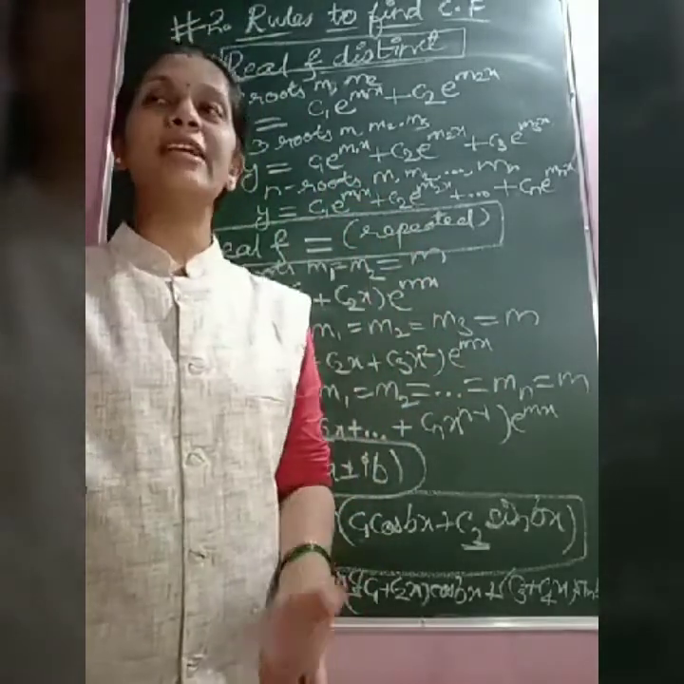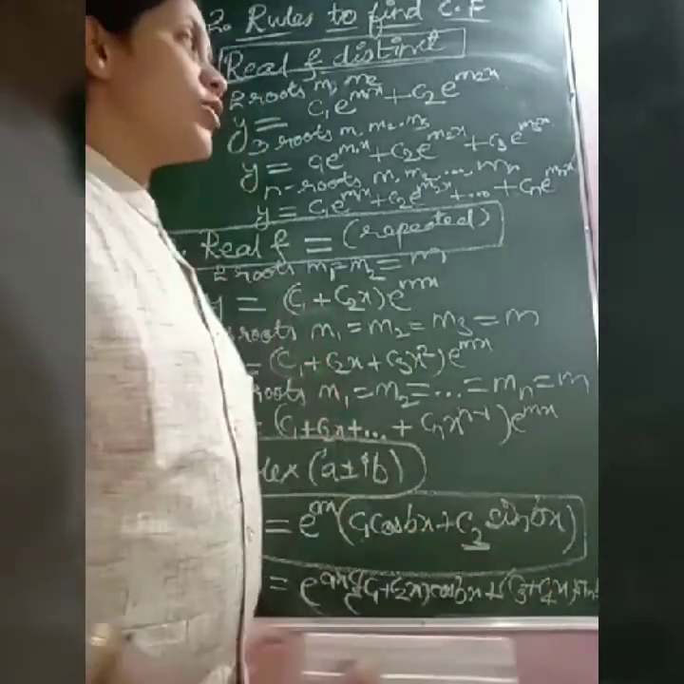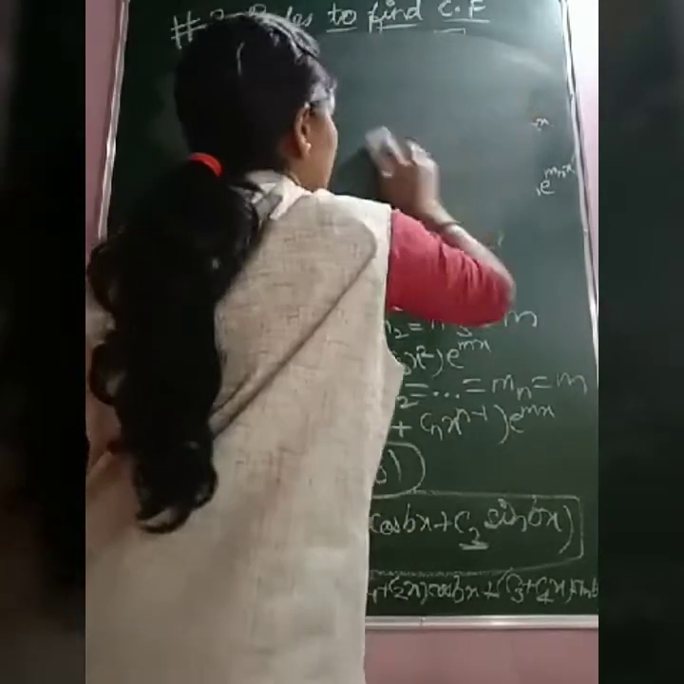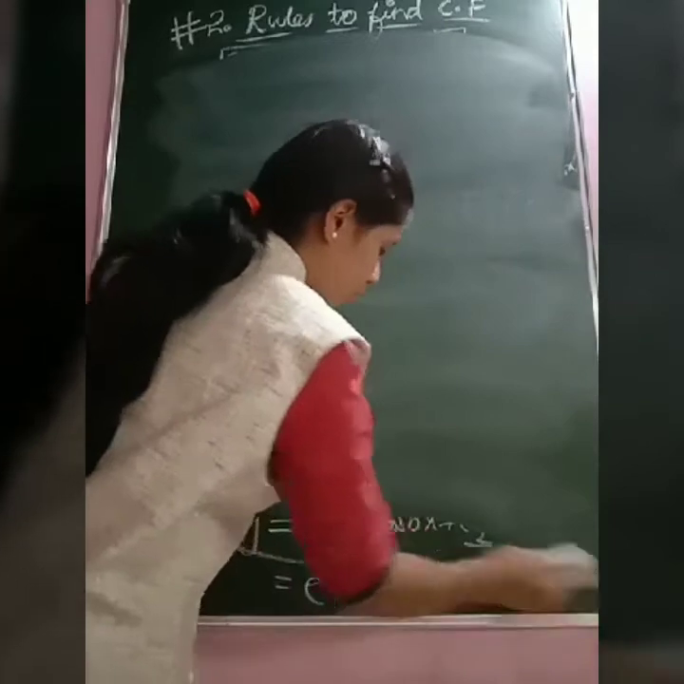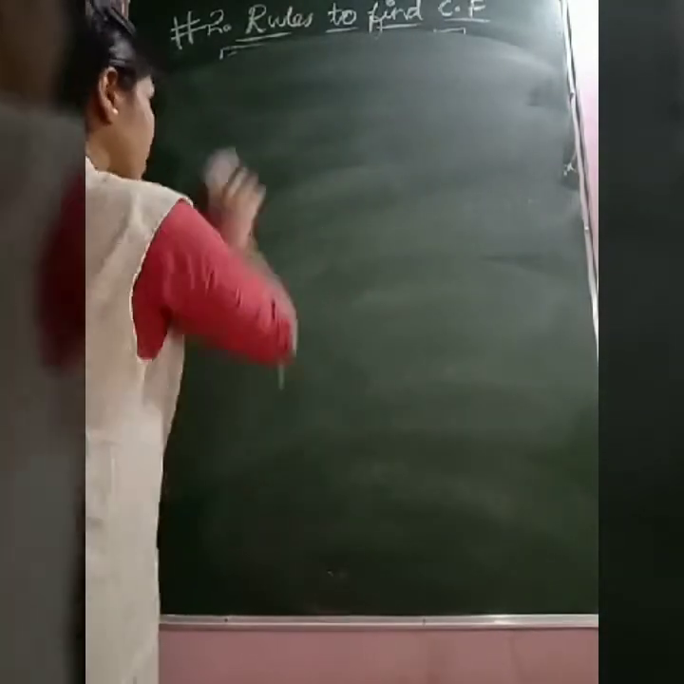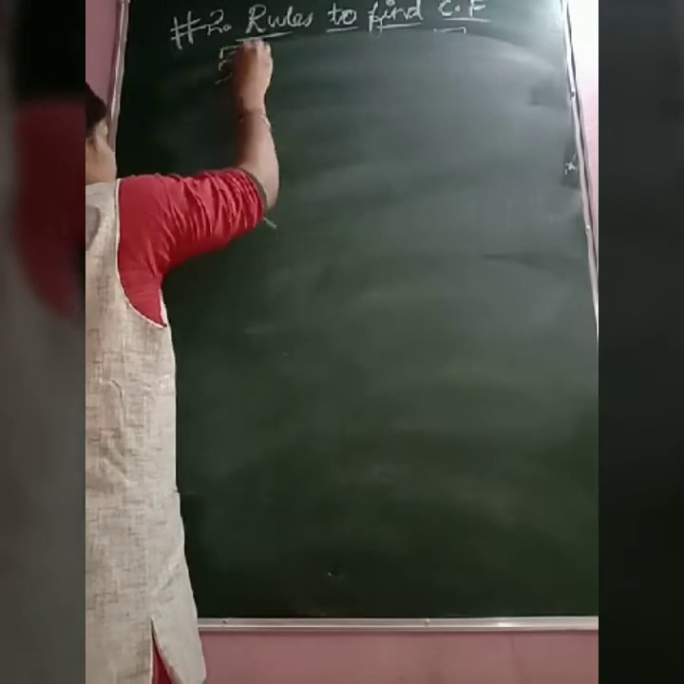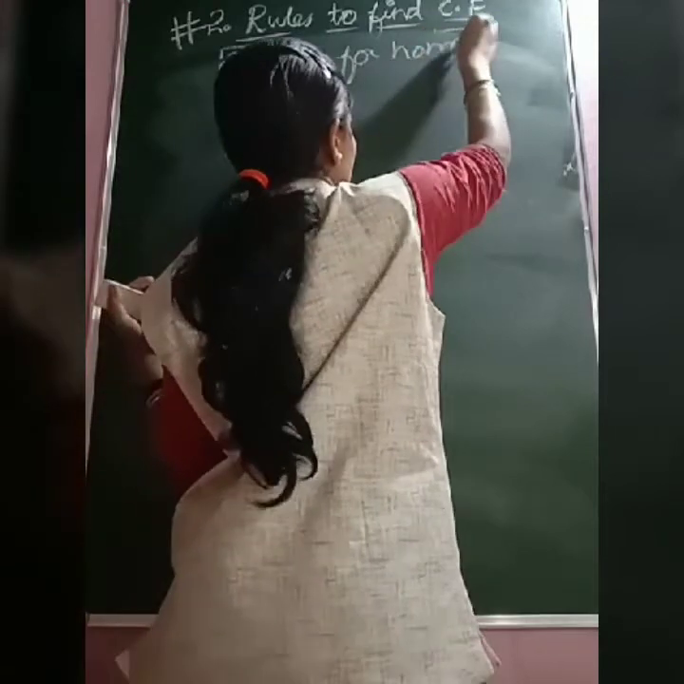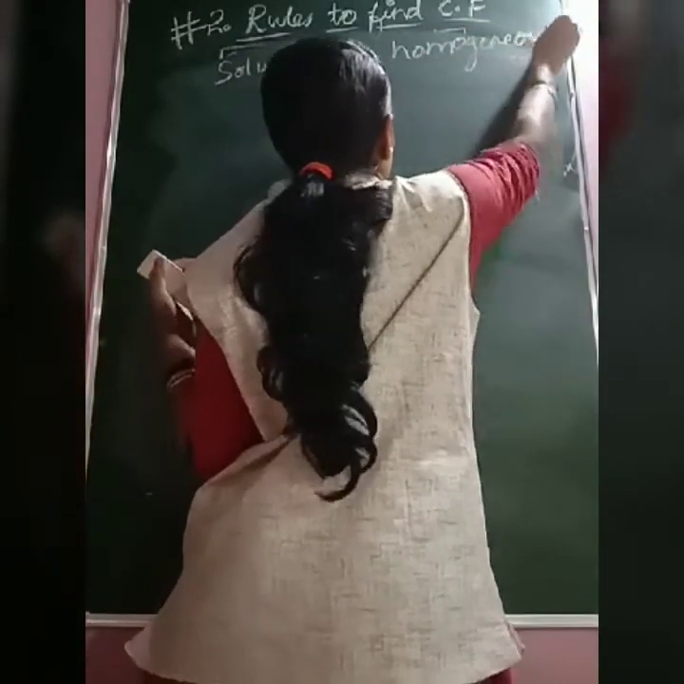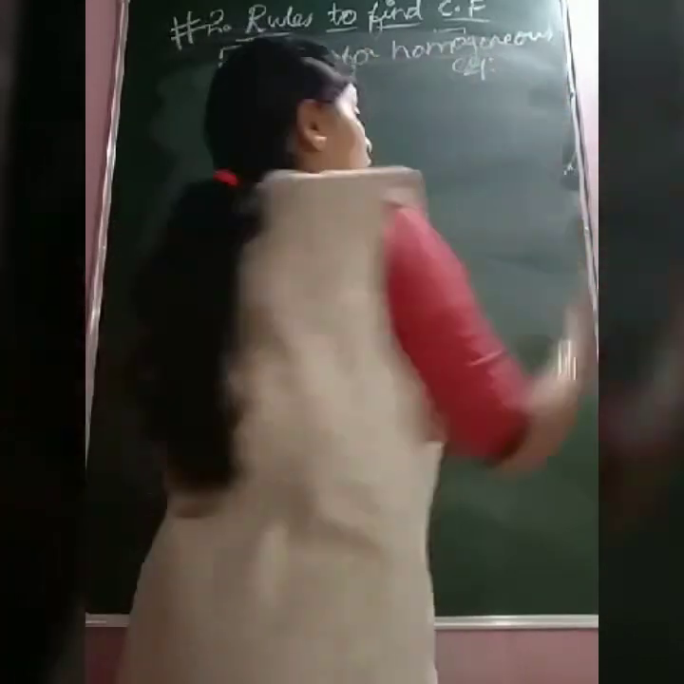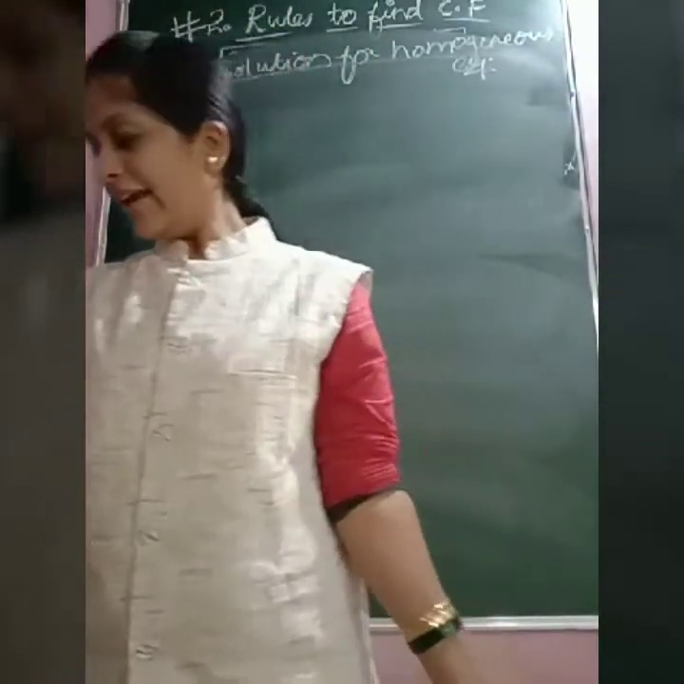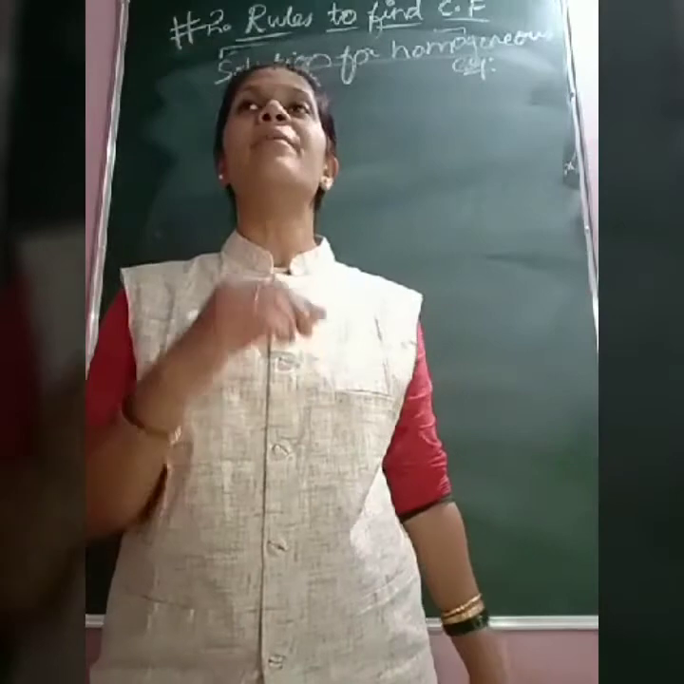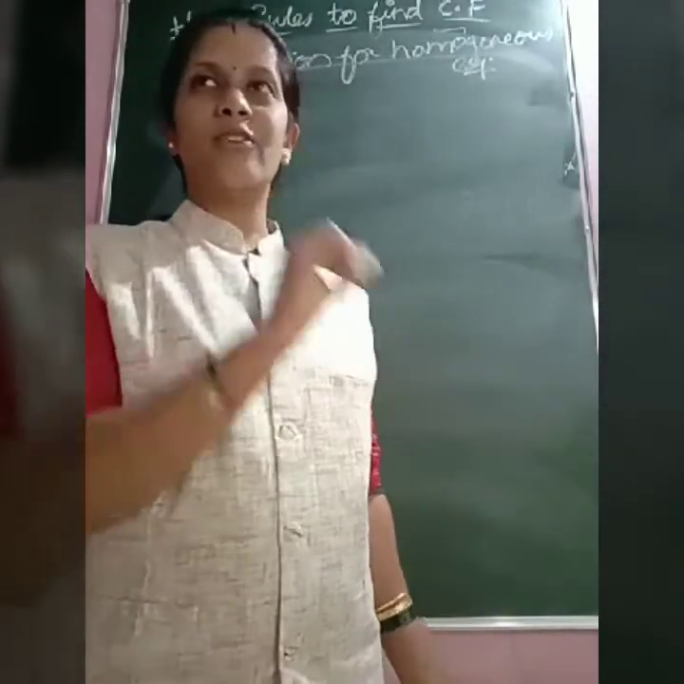Now let us see the working procedure to find the solution for homogeneous equations. So already we know when I say homogeneous, the RHS value is 0. So what about my solution? What is my complete solution? It is nothing but y equal to CF, that is the complementary function.